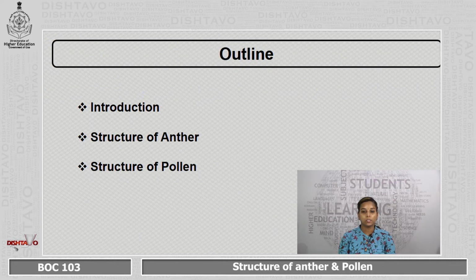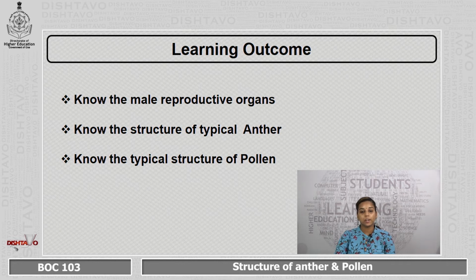Coming to the outline, in this we will be covering introduction, structure of anther and structure of pollen. Learning outcomes. At the end of this session, students will be able to know the male reproductive organs of a flower. They will also understand the structure of a typical anther. At the same time, structure of a pollen will also be explained.